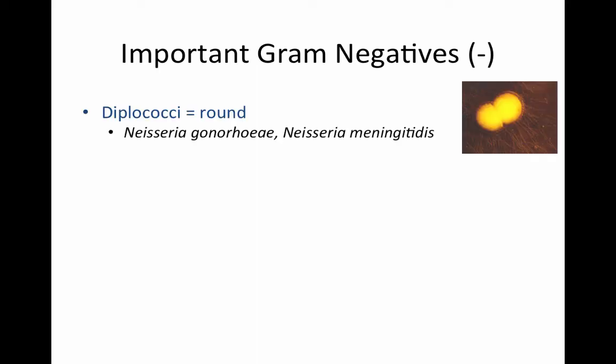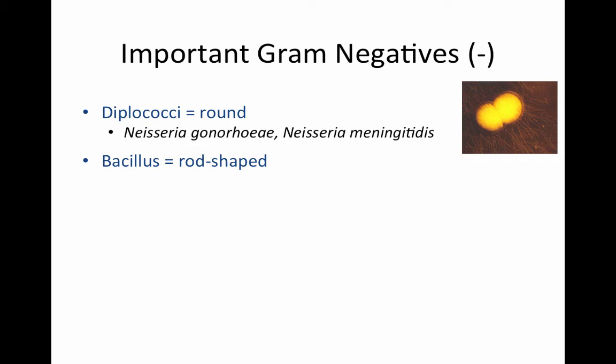Important gram-negatives to know, again, you're going to have different shapes. So we have the diplococci. This is when they're round like coccus, but then they present looking like two cocci fused together. The only ones that we really talk about that are pathogenic are Neisseria gonorrhoeae or Neisseria meningitidis. Neisseria gonorrhoeae is the pathogen for gonorrhea and meningitidis for meningitis, as you might expect looking at the name.